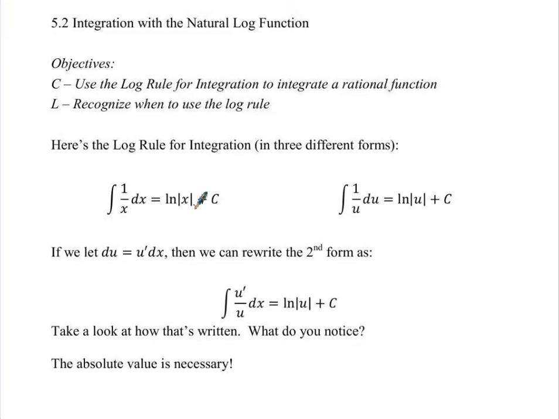Why? Yeah, the natural log of something has to be positive. And we have to include the plus c. As usual, there's no faster way to get a problem wrong than to forget the plus c.